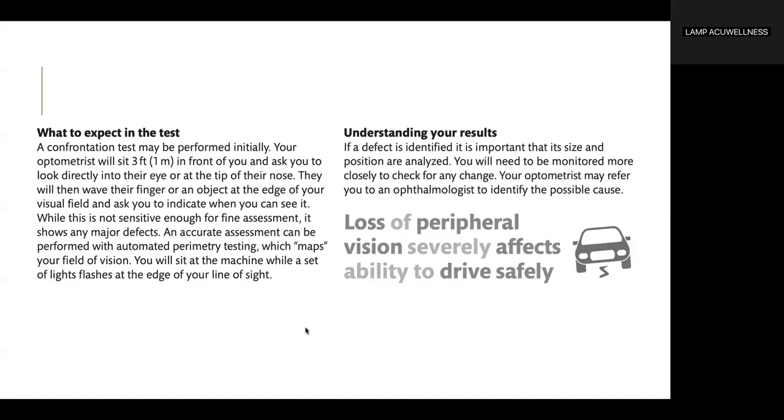An accurate assessment can be performed with automated perimetry testing, which maps your field of vision. You will sit at the machine while a set of lights flashes at the edge of your line of sight. If a defect is identified, it is important that its size and position are analyzed. You will need to be monitored more closely to check for any change. Your optometrist may refer you to an ophthalmologist to identify the possible cause. Loss of peripheral vision severely affects ability to drive safely.